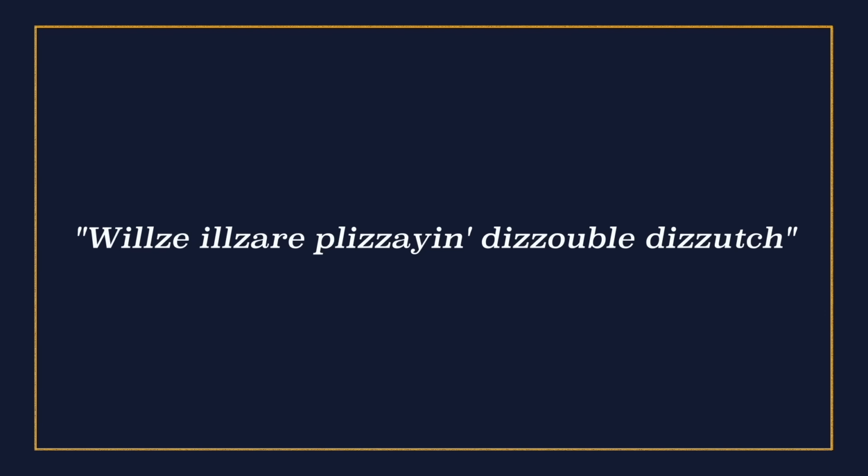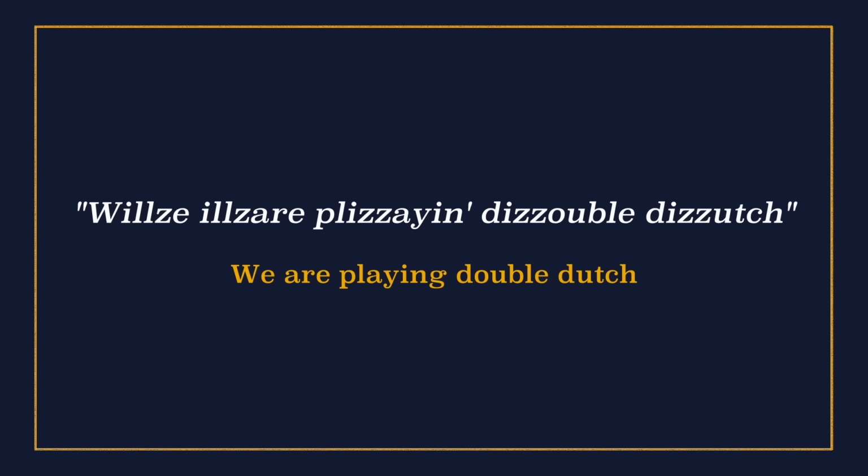And the best example you'll find of this is a song called Double Dutch Bus by a guy called Frankie Smith from 1981. And there is a whole, I want to say verse and chorus, but there's just a whole middle section of it that is entirely in Dizzubble Dizzutch. And it is completely incomprehensible. But at the same time, when you see it written down, you go, oh, okay, I can work out what's going on here. Because the refrain of it is "Wilsey ilze plizein Dizzubble Dizzutch", which is "we are playing Double Dutch".